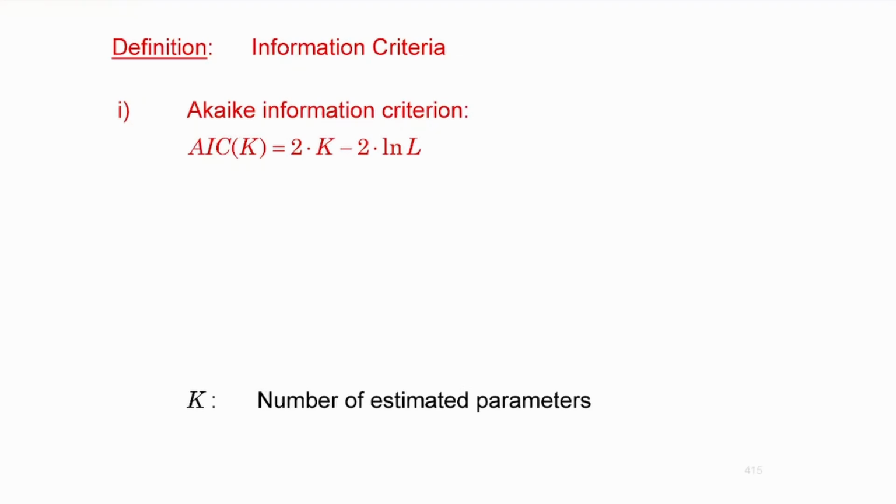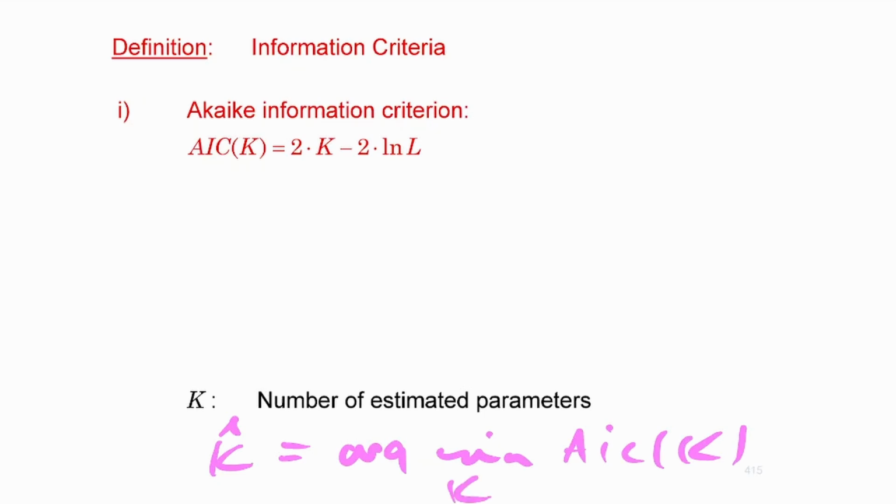And then you have minus 2 times the log likelihood function. Now this is just a function, and then you would select a model. Let's say K hat, the estimate of the number of parameters, is found by taking the argument that minimizes the Akaike information criterion with respect to K. So that would be your model selection: you select the model that minimizes this information criterion.